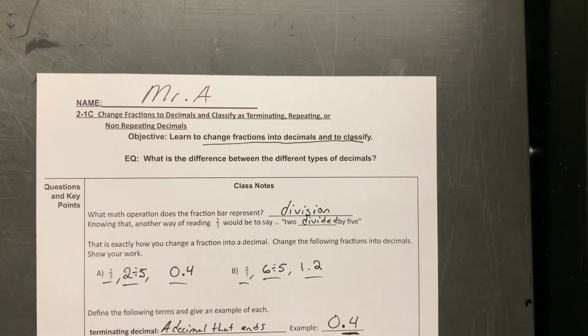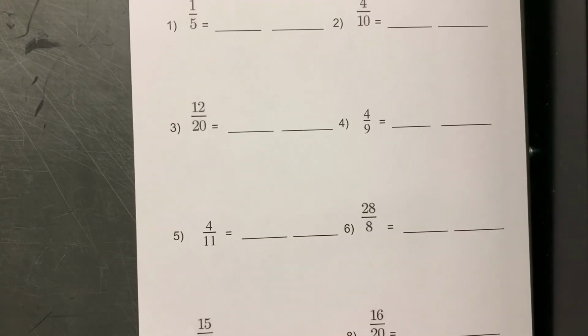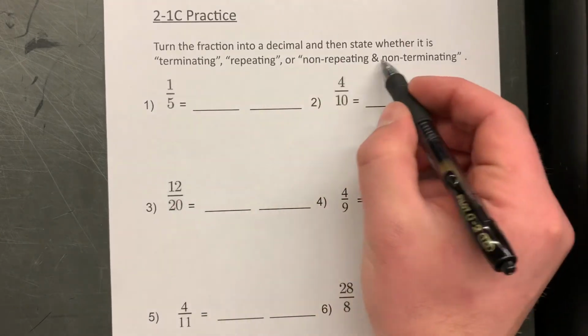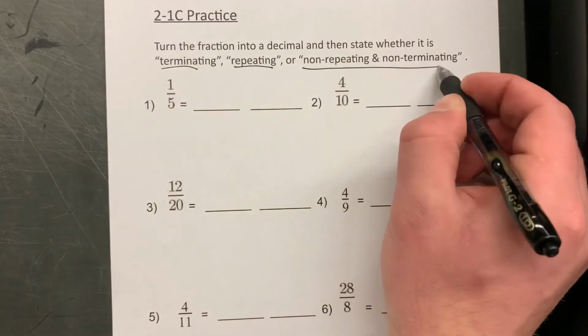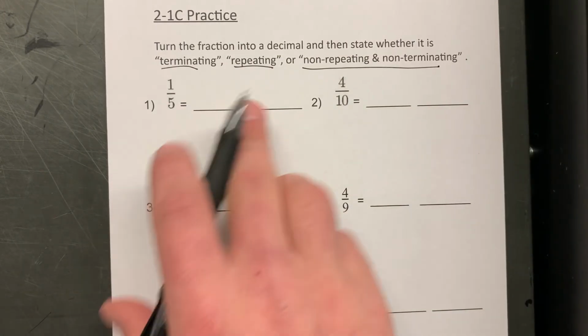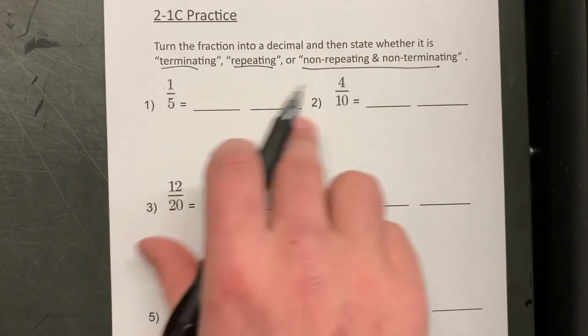If we look at the practice problems that need to be completed for today, you only have one page of practice problems. It's pretty straightforward. What I would like you to do on this page is turn each fraction into a decimal and then state whether it's a terminating, repeating, or non-repeating or non-terminating decimal. So make sure you're dividing it out. Make sure that you are writing terminating, repeating, or non-terminating. If you want to do that down below here, you can.